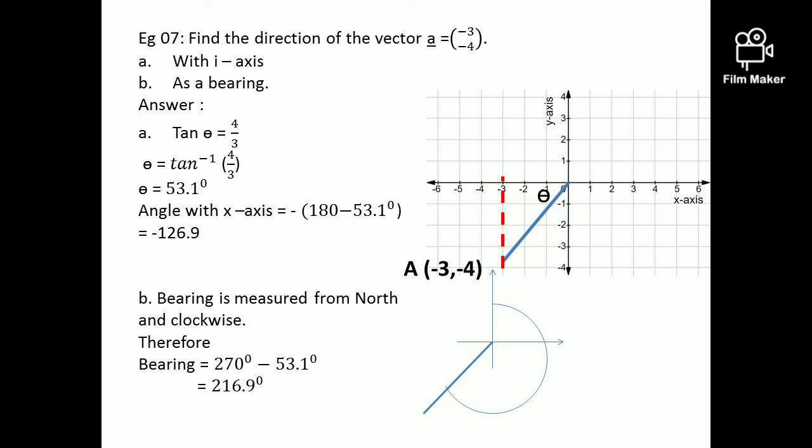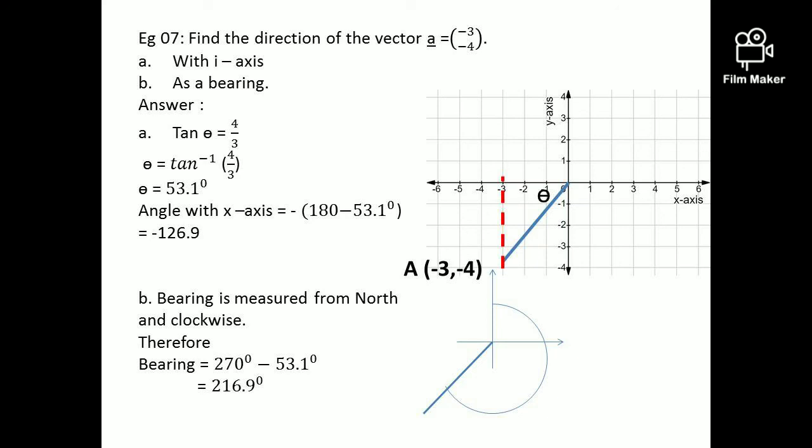If you want to measure the angle as a bearing, what you need to do is measure the angle from the y-axis clockwise up to the line of vector OA. Therefore, if you travel from the y-axis to the x-axis, that is 90. Again, the x-axis to the minus y-axis, another 90. That is, up to there it's 180.